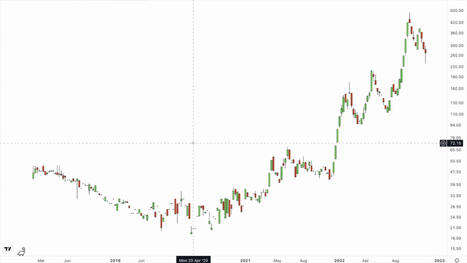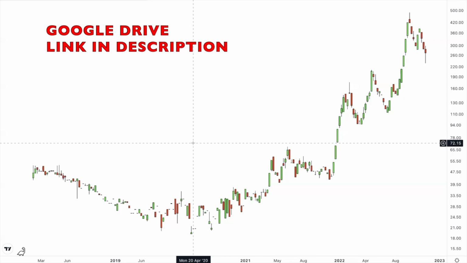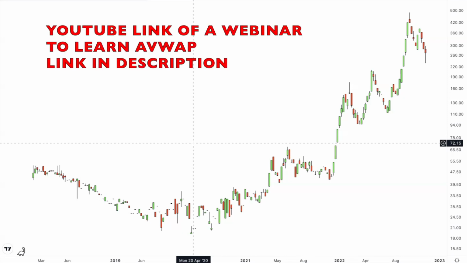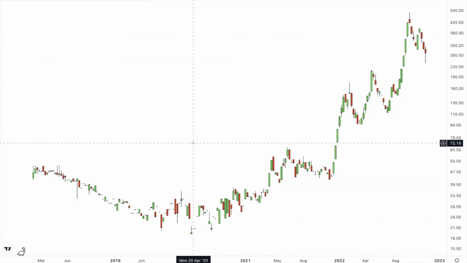Now to learn about this tool, you can refer to the link given below in the description and watch session number 8 and session number 9 to understand the same. There is also one YouTube link available on the topic of AVWAP, a session that I had conducted quite a while back. So you can also refer to the same.